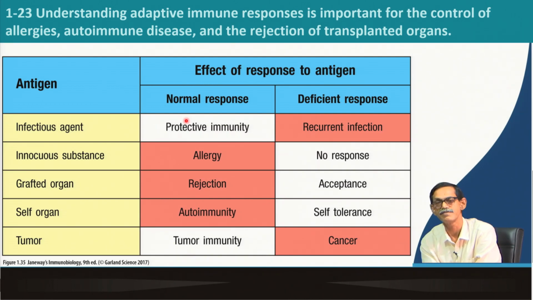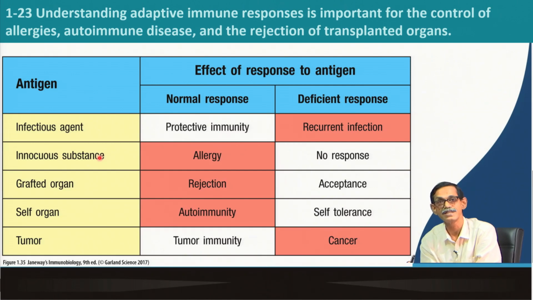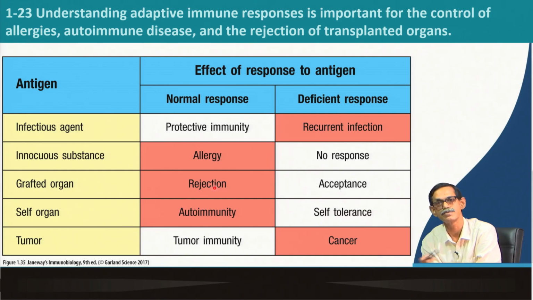So, what will we see? Recurrent infection. If any individual gets recurring infections, okay, their immunity is low or protection is less. Innocuous substance, that is normally the allergen which causes allergy. Now, the normal response is allergy, if there is a defect there will be no allergy, which is somehow good. Grafted organ is not a natural process, but if we want to graft or implant any organ, okay, transplantation. If there is a normal response, immune system is okay, then it will not be accepted by our body, but if it is defective, then it will be accepted.